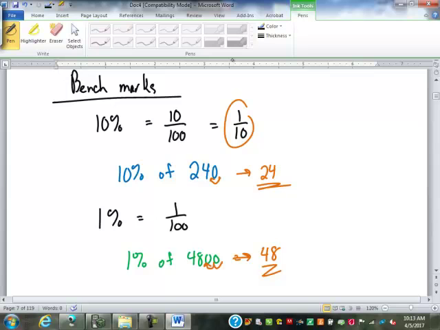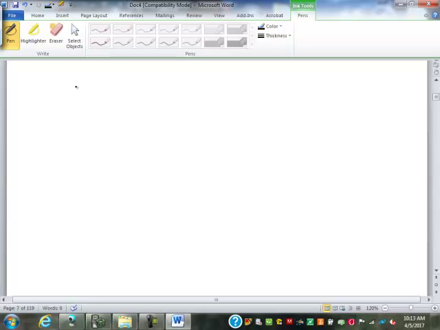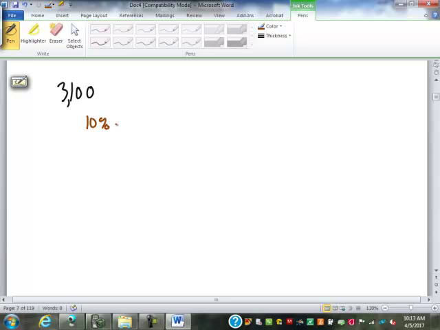So when I have a number, I can very easily find these benchmarks. So if I have a number like 3,100, what's 10% of 3,100 going to be? 310. Just move the decimal point over one spot. What's 1% of 3,100 going to be? 31, right? Just divide by 100, move the decimal point over two spots. See, 10% and 1% can be found by just moving the decimal points.